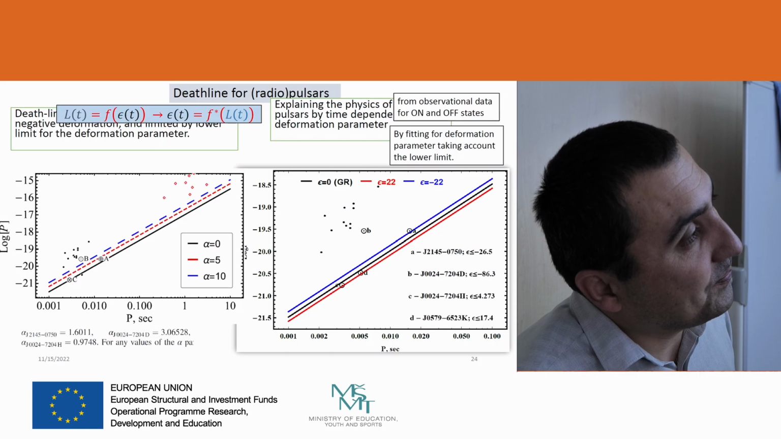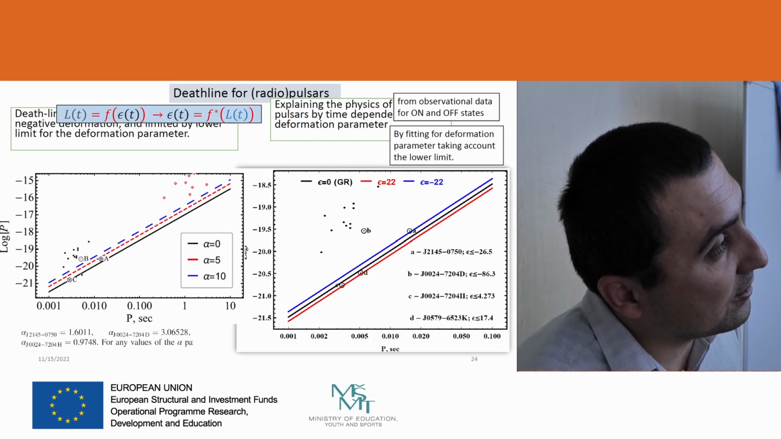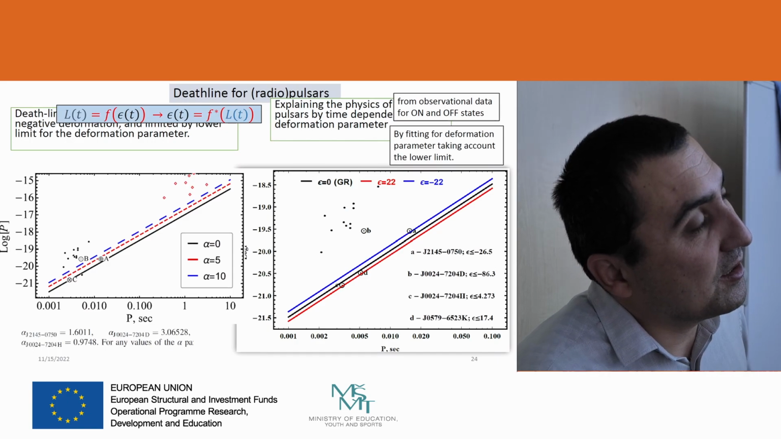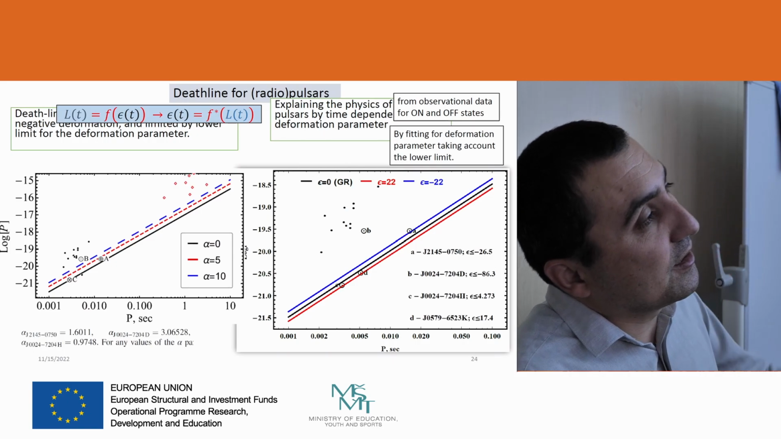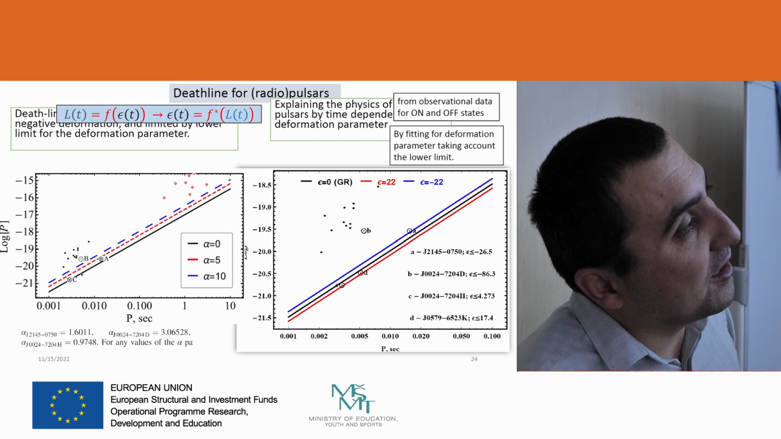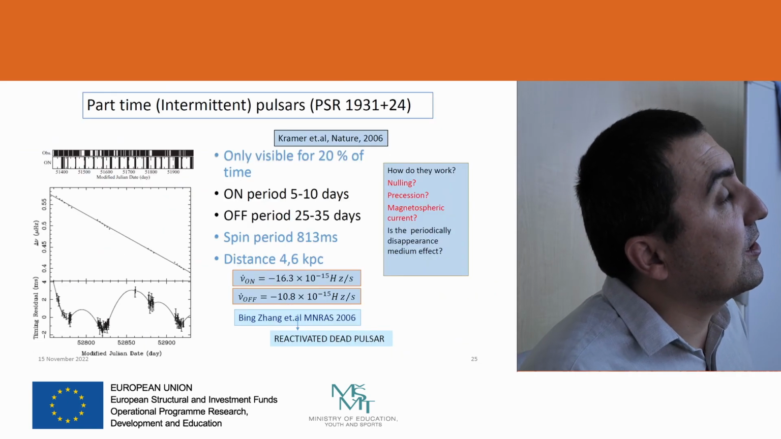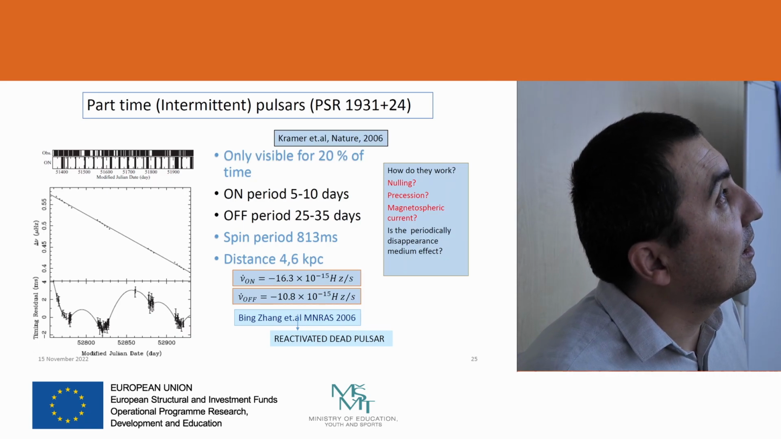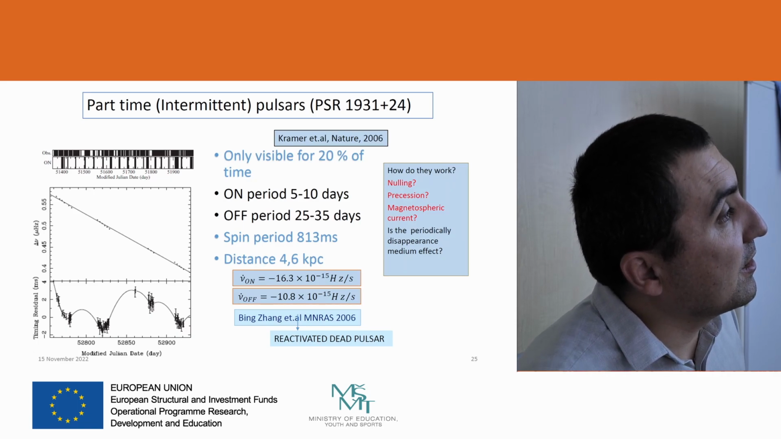epsilon decreases, the pulsar becomes under the line and disappears from observation, and after some time it comes back, and we can see it again, and we can suggest this model for the intermittent pulsars, part-time pulsars. There are some models.